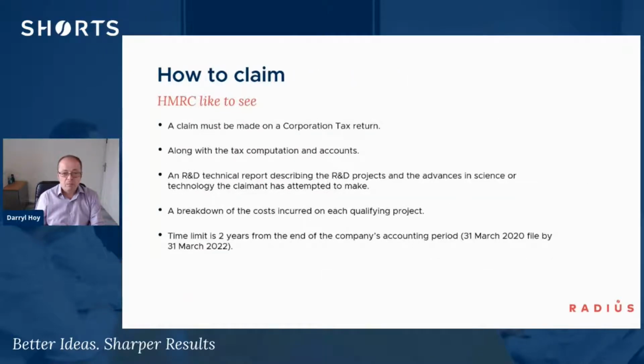How to claim? Well, the claim has to be made on a corporation tax return alongside your tax computation and a set of accounts. Although it's not mandatory, an R&D technical report should be submitted as well, describing what the R&D projects were, how the advance in science and technology has been made or attempted, and the breakdown of the costs that you've incurred on each of the qualifying projects. You have 2 years from the end of your accounting period to make a claim. So if you had a 31st of March 2020 year end, you'd have until 31st of March 2022 to make that submission.